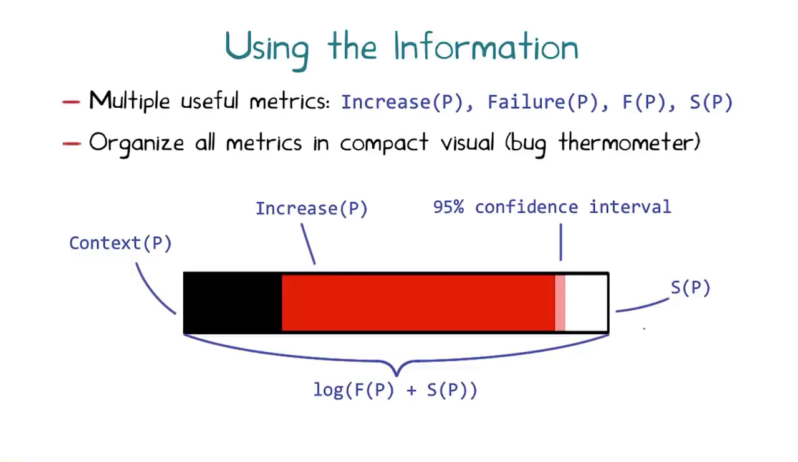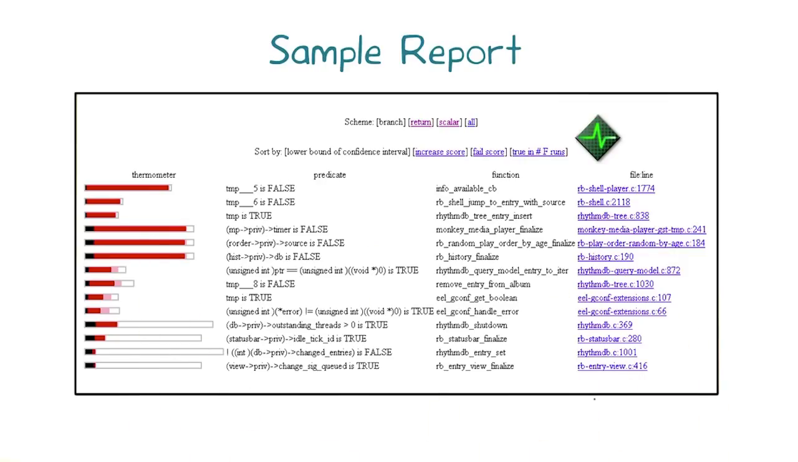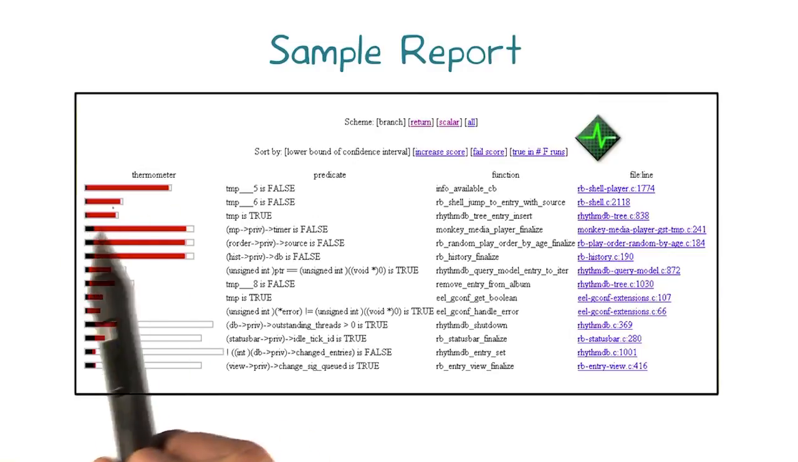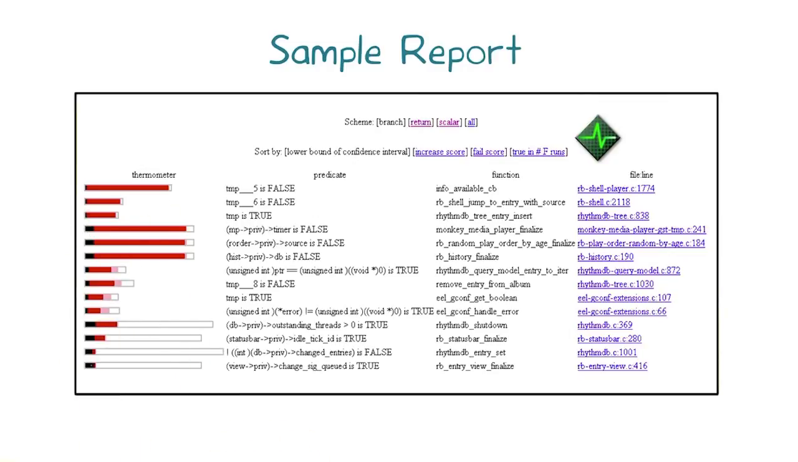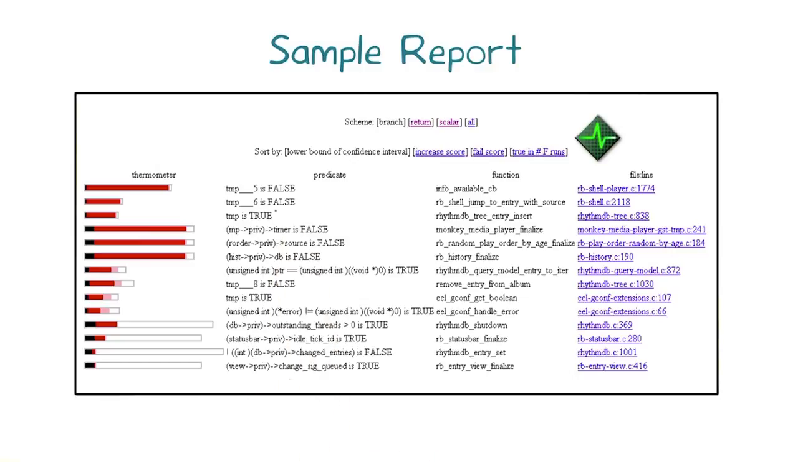Here's a sample report in which this information has been organized. Recall that these predicates are sorted by increase scores, which in turn are proportional to the red portions of the thermometers. The thermometer for the top predicate, temp 5 is false, is almost entirely red. So this predicate appears to be highly predictive of program failure.